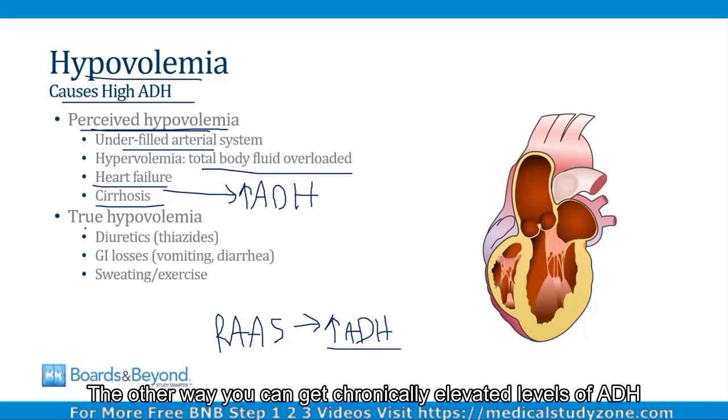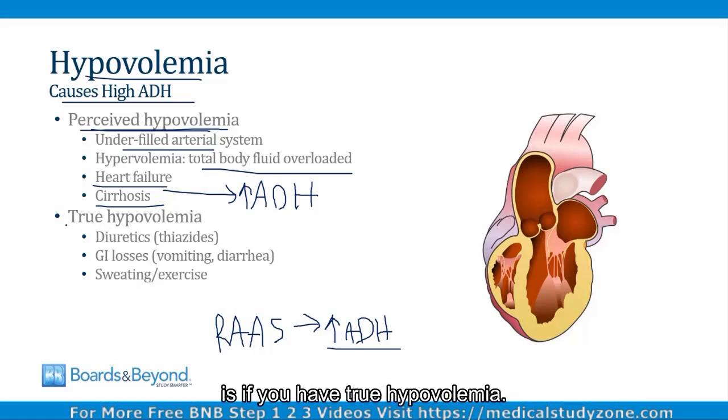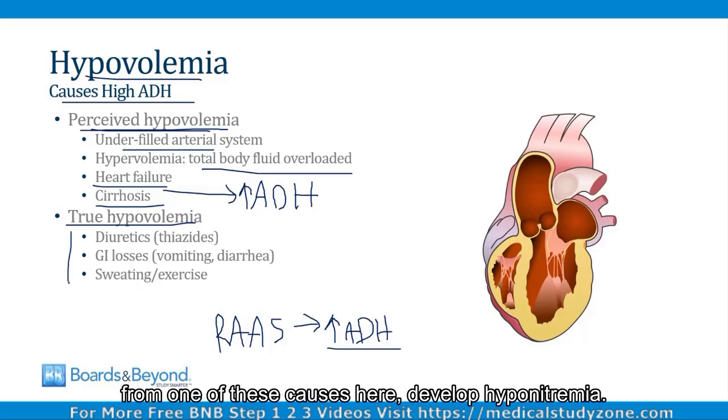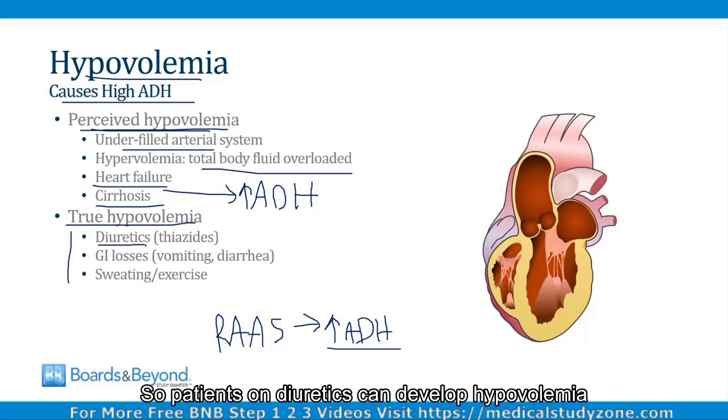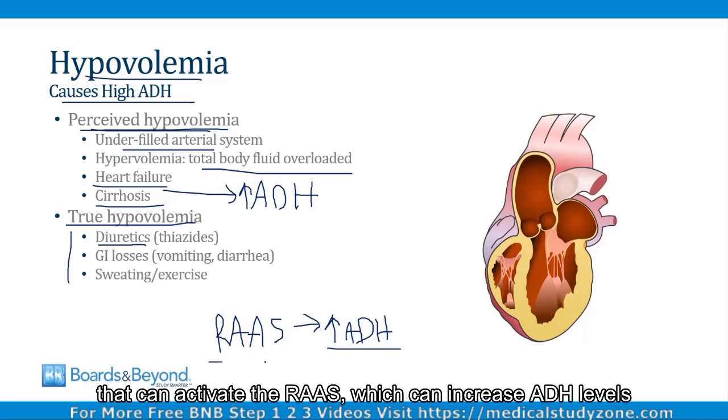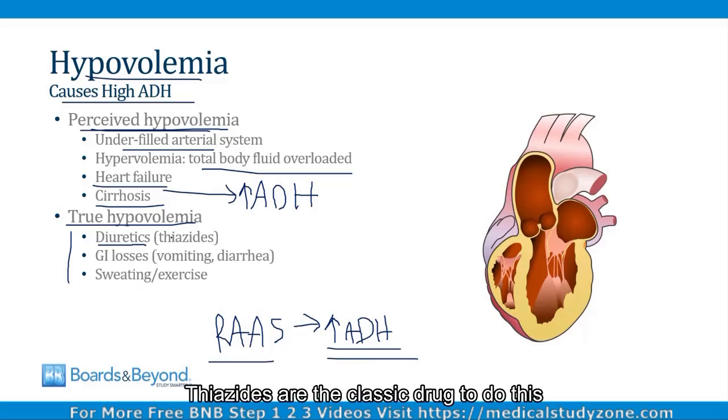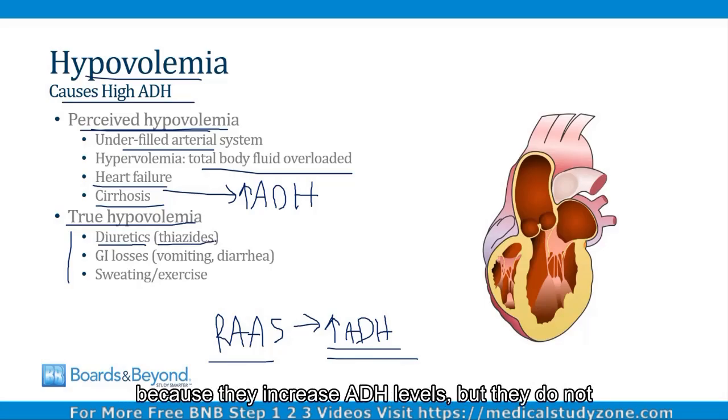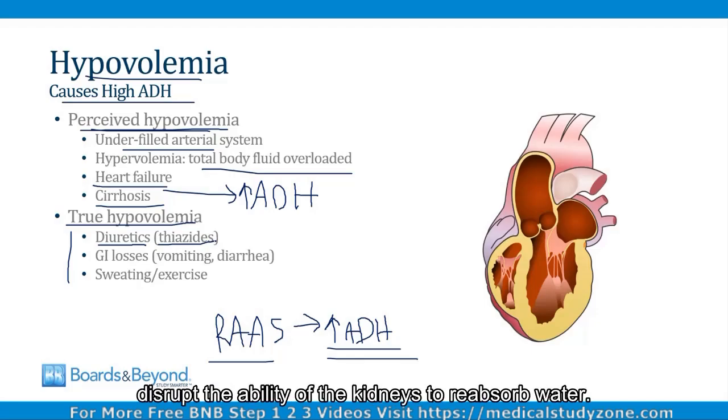The other way you can get chronically elevated levels of ADH is if you have true hypovolemia, and many patients with true hypovolemia from one of these causes here develop hyponatremia. So patients on diuretics can develop hypovolemia that can activate the RAS, which can increase ADH levels, and this can lead to hyponatremia. Thiazides are the classic drug to do this because they increase ADH levels, but they do not disrupt the ability of the kidneys to reabsorb water.